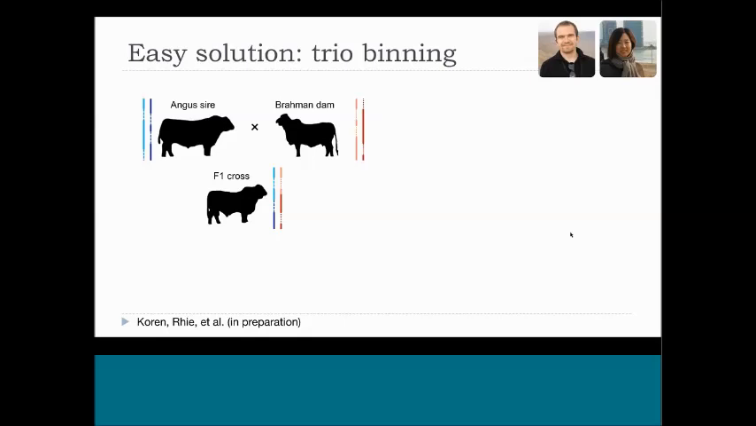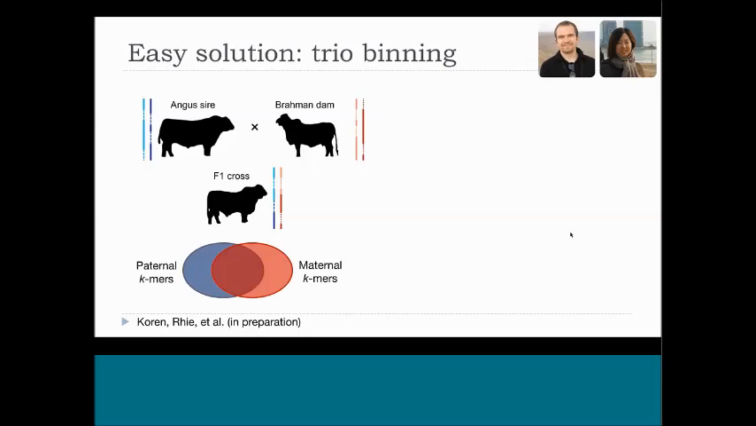And in this case, we combined an Angus father with a Brahman mother. So they each are essentially subspecies of cattle, and they each have their own unique haplotypes in blue and red here. You get an F1 cross between those individuals, which now essentially has an Angus haplotype from the father and a Brahman haplotype from the mother.